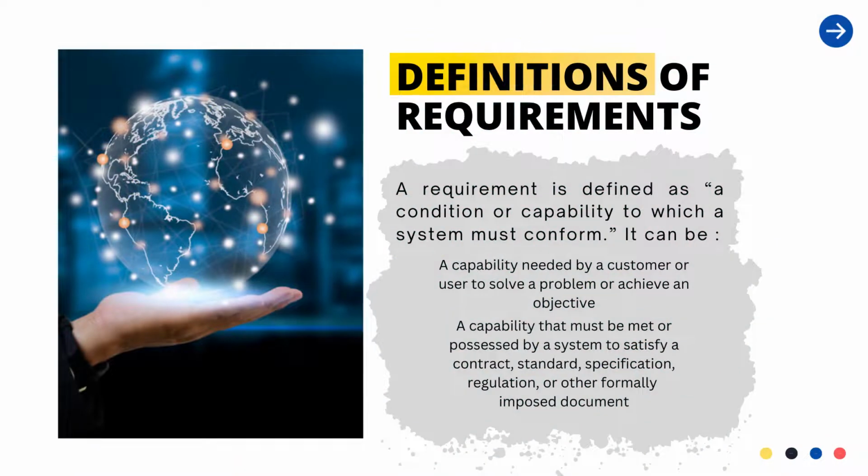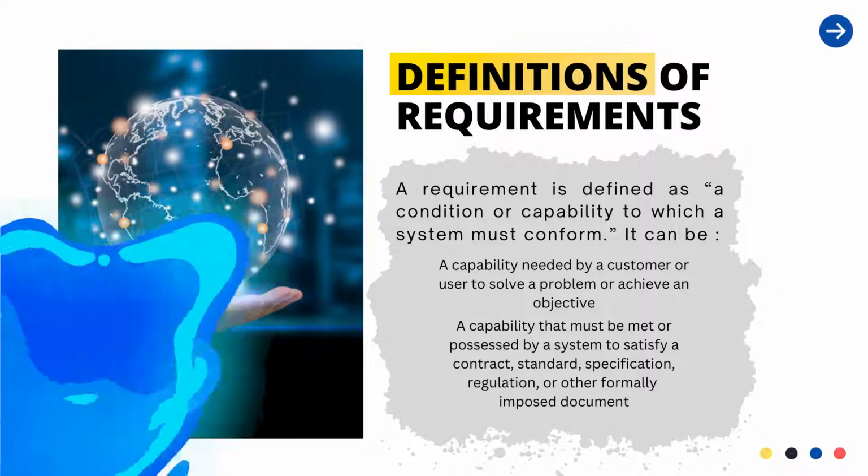First off, we're going to look at the definition of requirement. A requirement is defined as a condition or capability to which a system must conform. It can be a capability needed by a customer or user to solve a problem or achieve an objective, or it can be a capability that must be met or possessed by a system to satisfy a contract, standard, specification, regulation, or other formally imposed document.